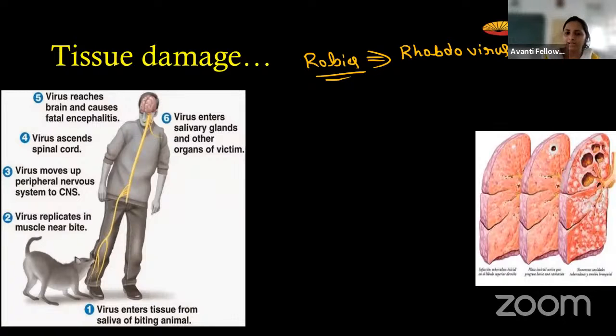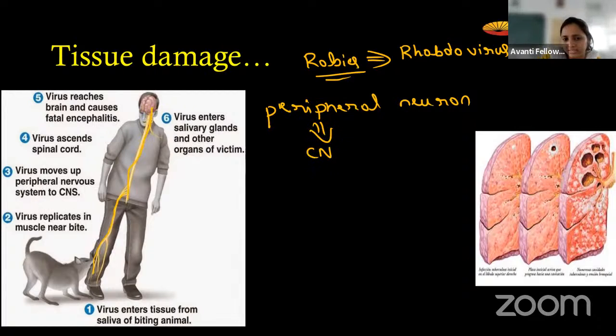When the person is bitten, the virus is near the tissue. What will it do? It will multiply, increasing in number. After increasing in number, it has to travel to other parts of the body and damage them too. So it goes through the peripheral nervous system, through the peripheral neurons. From the peripheral neurons it reaches the brain, the central nervous system, and there it is going to cause damage.